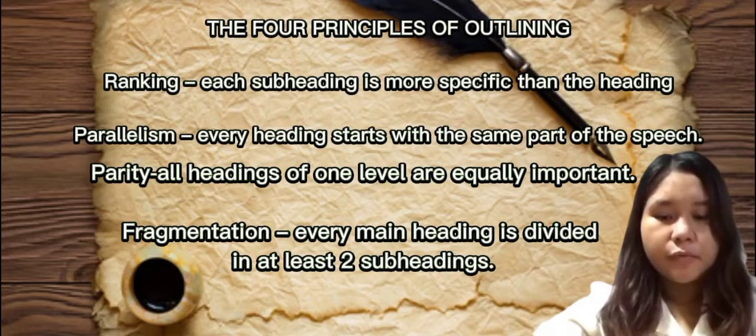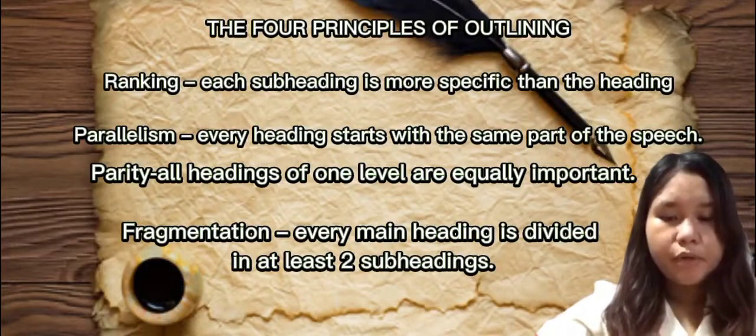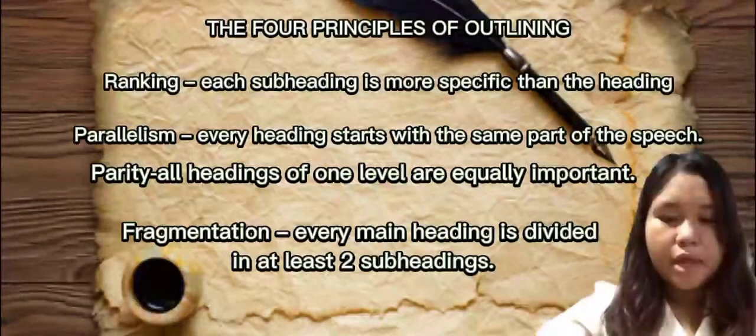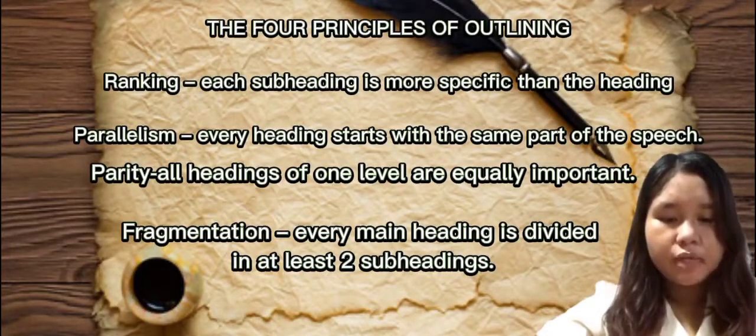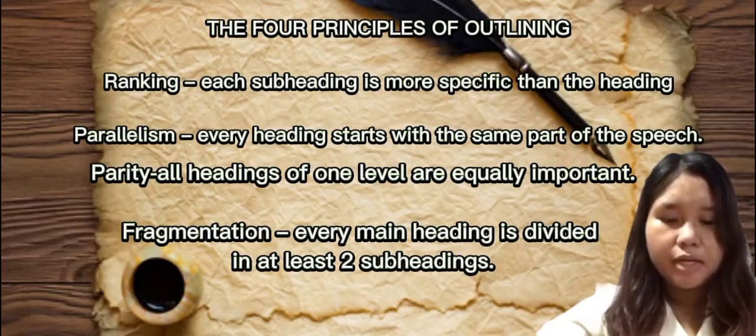The four principles of outlining. Number 1. Ranking. Each subheading is more specific than the heading. Number 2. Parallelism. Every heading starts with the same part of speech. Number 3. Parity. All headings on one level are equally important. Number 4. Fragmentation. Every main heading is divided into at least two subheadings.